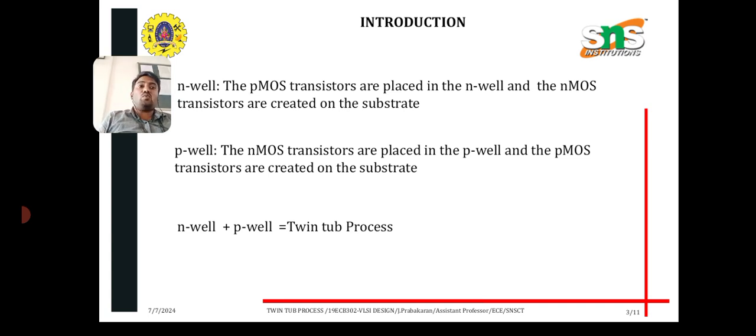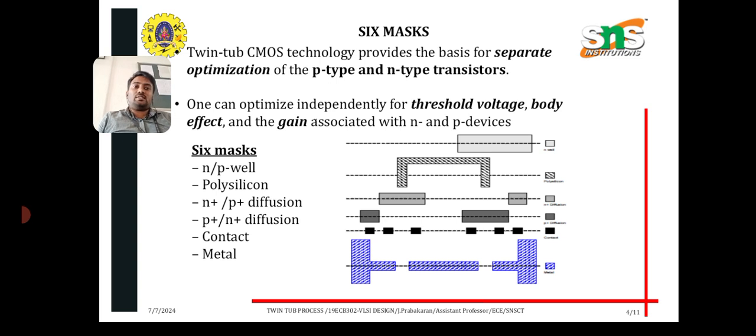Twin tub is an advanced CMOS fabrication technique that enables the independent optimization of NMOS and PMOS transistors by creating separate N-well and P-well regions within the same silicon substrate. This approach provides enhanced performance, improved isolation, and greater flexibility in designing high-performance CMOS circuits. And the six mask terms are related to semiconductor technology, particularly in the context of IC and CMOS fabrication.